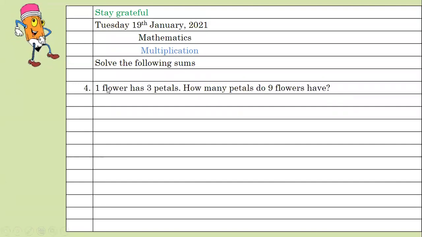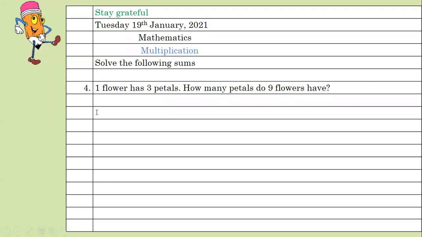Okay, so number 4, 1 flower has 3 petals. How many petals do 9 flowers have? So what I would like you to do, pause the video right now and write out. I think you know enough to do this one on your own. So pause the video and write the number statement, the word statement, everything. Okay, so let's see if what you have is correct.